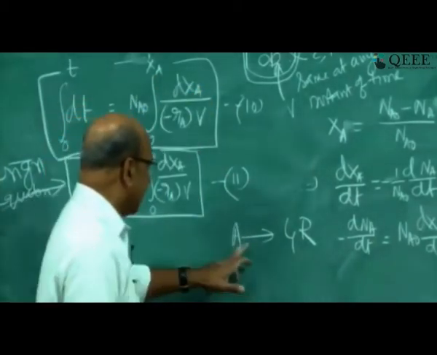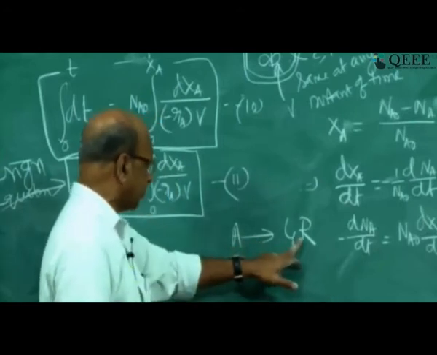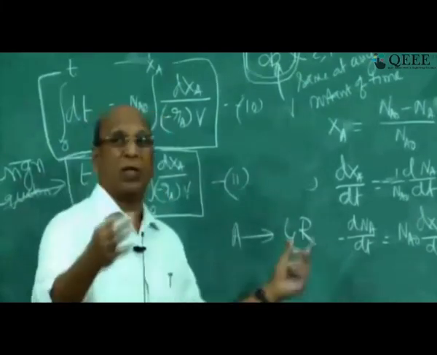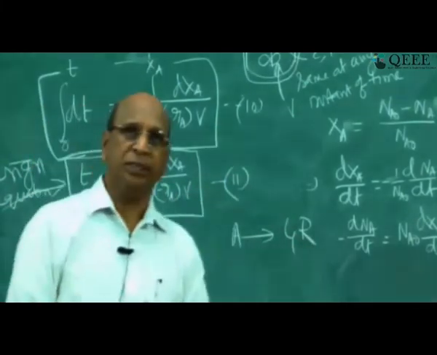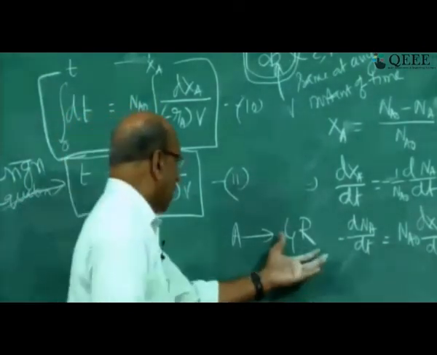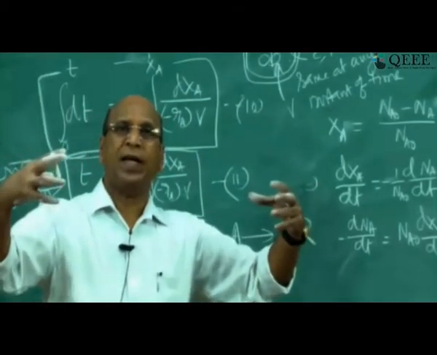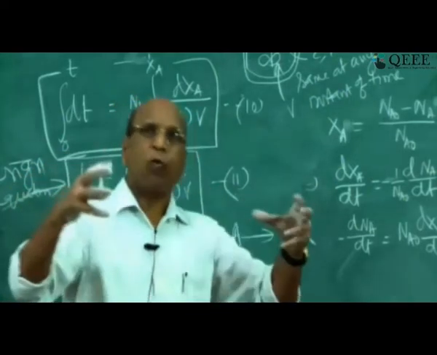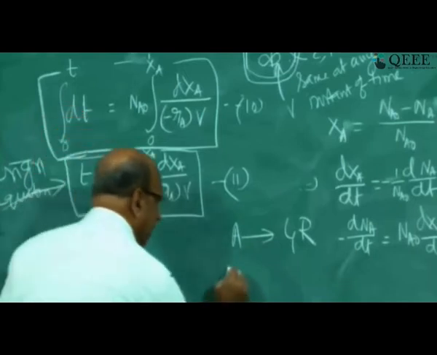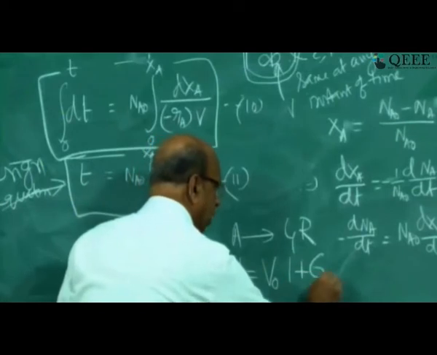So during the reaction, when 1 mole goes to 4 moles, at the end of the reaction the volume should have increased 4 times if the same temperature and pressure are maintained. That means the volume of this balloon will be expanding. That expanding volume, Levenspiel has told, can be taken as V equal to V0 (1 + epsilon A XA).